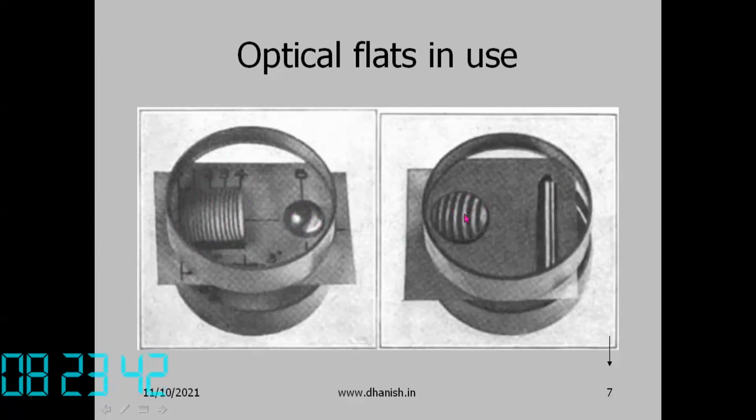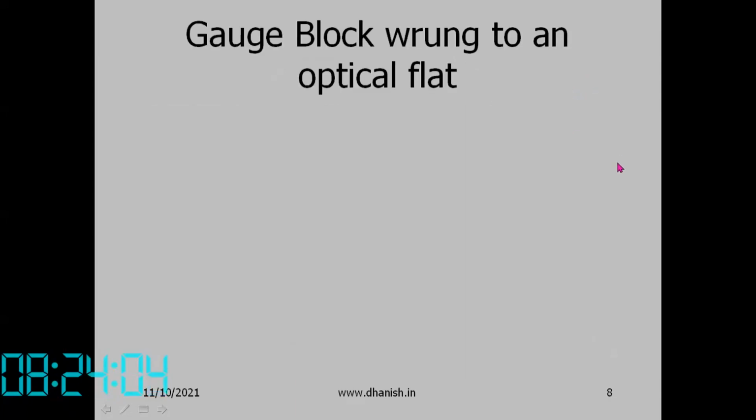Here we can see it is slightly more curved. So there's a slight convexity or something on the surface. And over a cylinder also we get lines, but the spacing is not uniform. So based on these patterns, we can identify the type of surface. So that is the basic idea of flatness testing using optical flats.